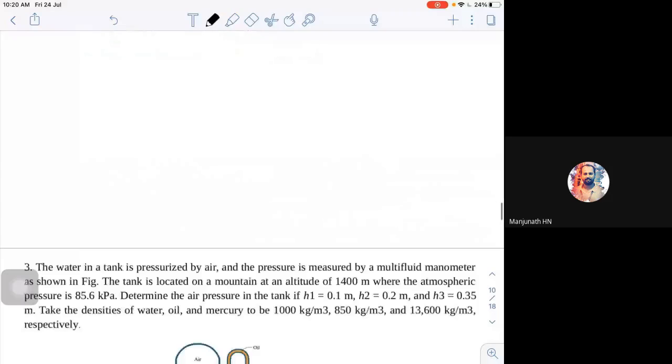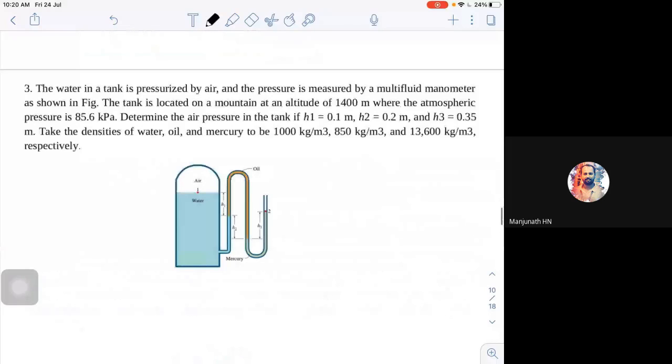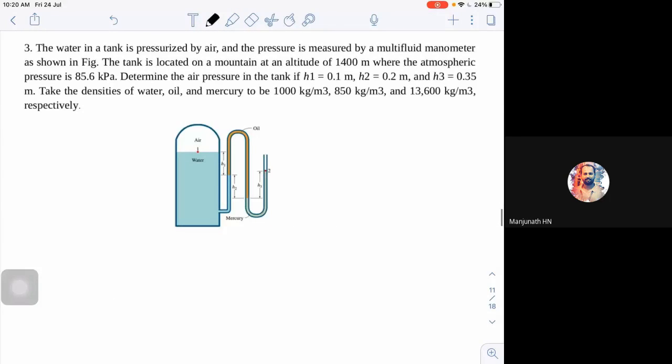Now we'll move to the third problem. The same methodology can be extended to your differential manometer as well as your inverted differential manometer. With one problem I'm going to explain, and you can try in your fluid mechanics textbook either the regular differential manometer or inverted differential manometer. The methodology will be the same.